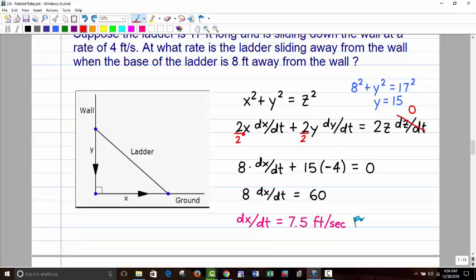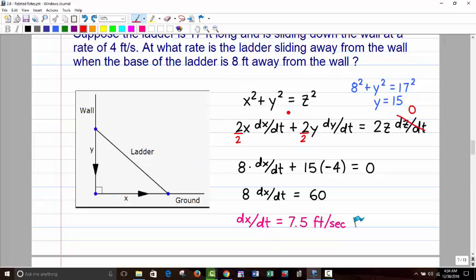Okay, this one I divided by the 2's. I got rid of the 2's, because it's still 0 on the right side. So keep the 2's, ditch the 2's, whatever makes you happy. Mathematically, it'll still work out. So I put the 8 in for the x. dx dt is my unknown. At what rate is the ladder sliding away from the wall? Right there. And you can tell that's going to be a positive answer, right?